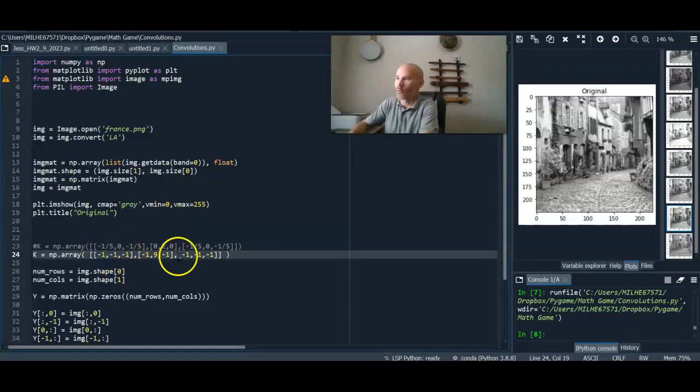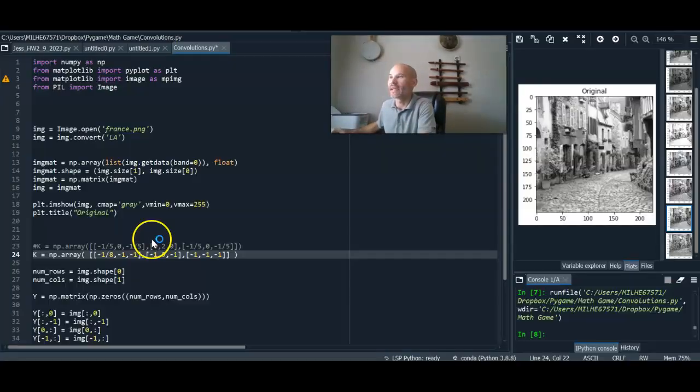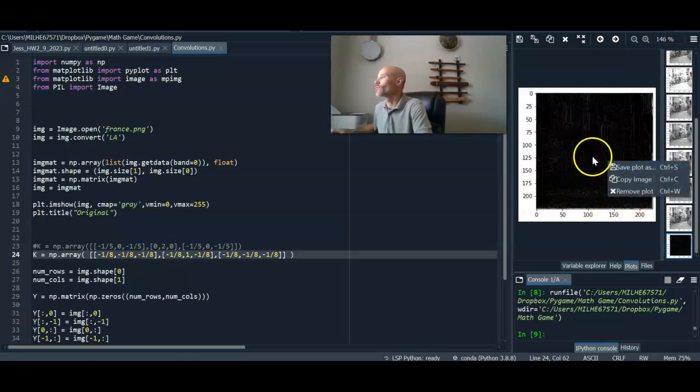So let's go ahead and take a look at this one. Let's do -1/8, and we'll just copy and paste that value each time. And then the only distinction here is that we're going to have a 1 there in the center. So this does act kind of like a sharpness filter, but you're going to see it's much more dramatic. Okay, see what I'm saying? It's much more dramatic.